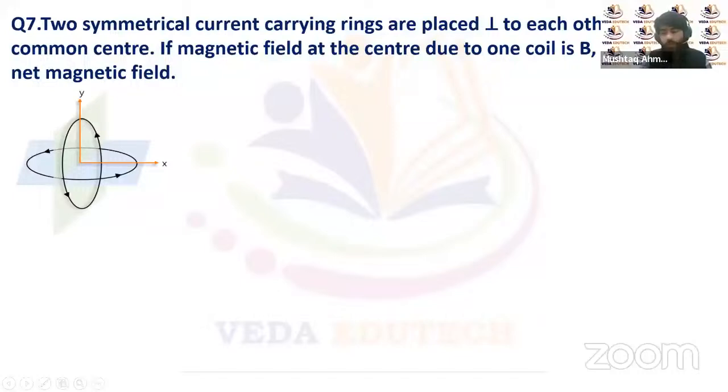Now let's move on to the next question, and we'll also discuss the magnetic field due to a circular arc subtending an angle of alpha at its center. First of all, we'll just try to solve this question. Two symmetrical current carrying rings are placed perpendicular to each other with a common center. If the magnetic field at the center due to one coil is P, then find the net magnetic field.